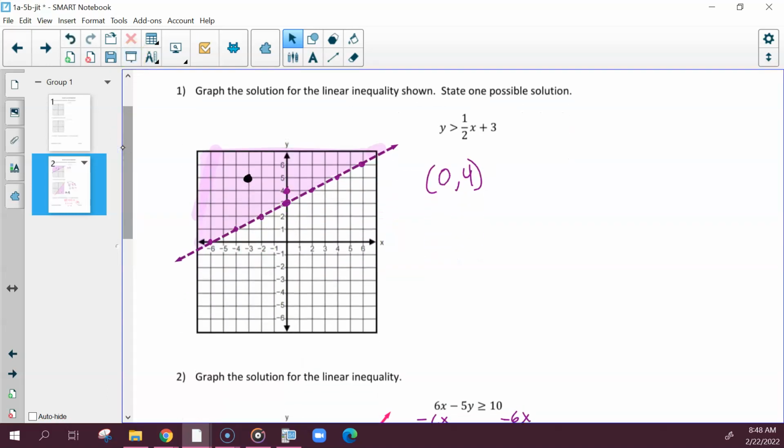For number 1, we need to graph this and state a solution. There should have been a dashed line shaded above. Pick any solution point you want. I chose 0, 4. As long as it falls within the shading but not on the line, you're good. Anyone have questions on that one? No.